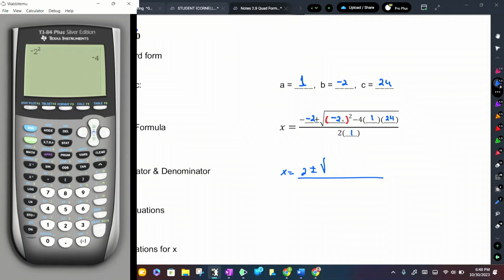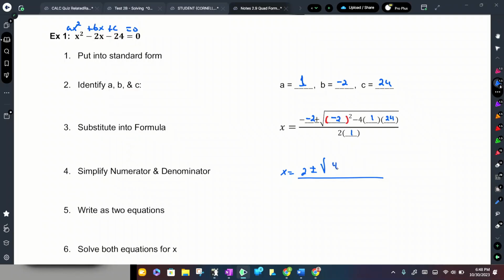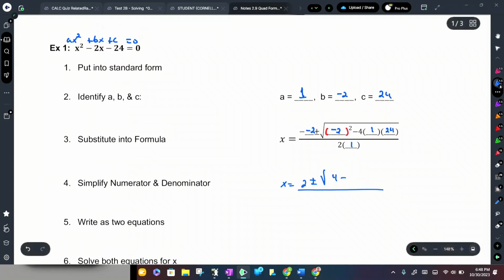But we're squaring negative 2. We're multiplying negative 2 by itself. So it's negative 2 times negative 2, which gives us a 4. Or, if you're going to use exponents, you need to put your negative 2 in parentheses and then square it to get that positive 4. So negative 2 squared is 4. Minus 4 times 24. Well, negative 4 times 24 is positive 96, because that's negative 24.